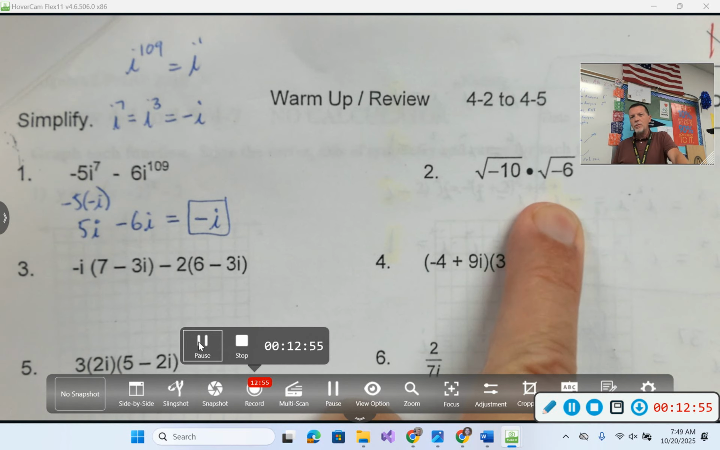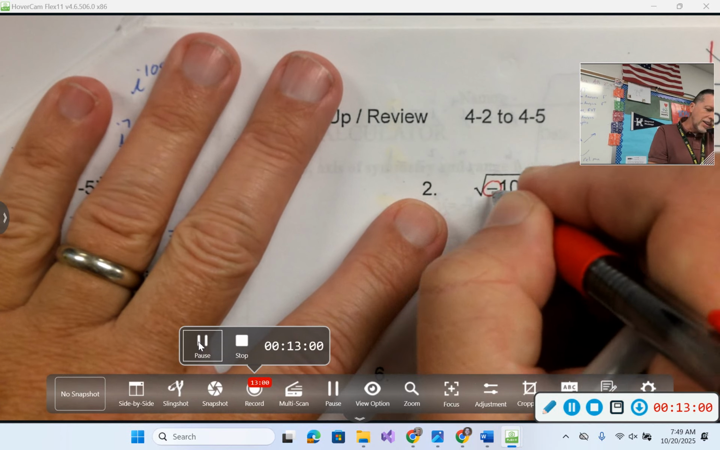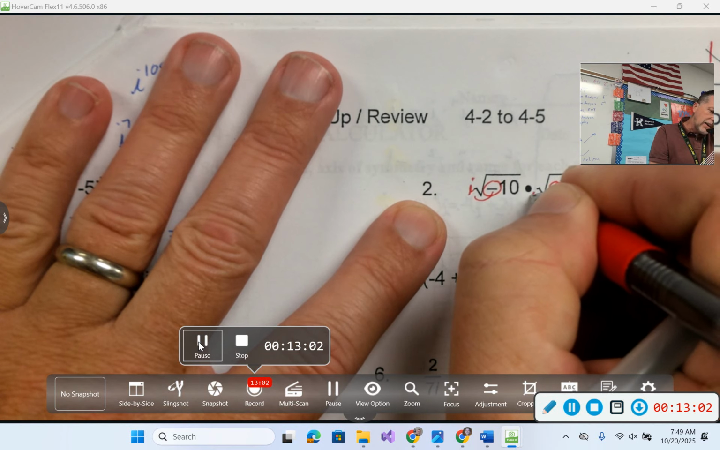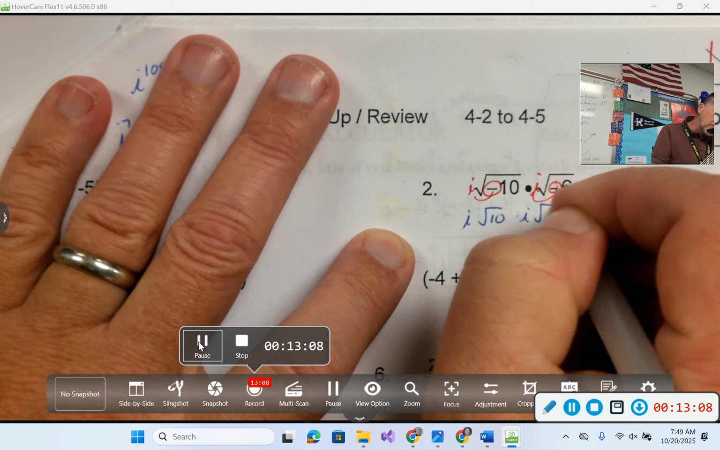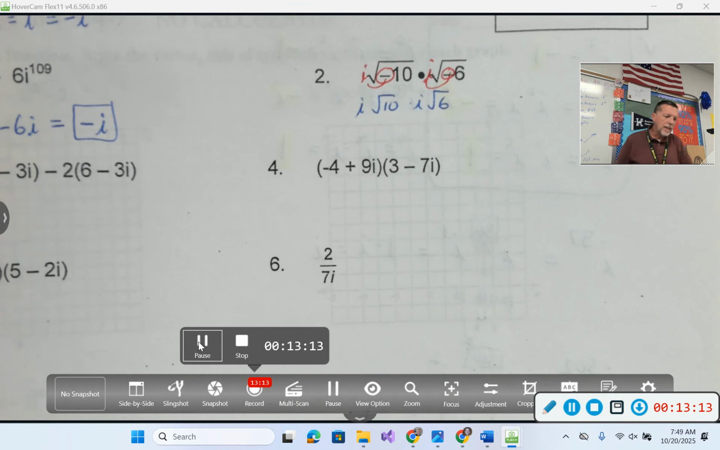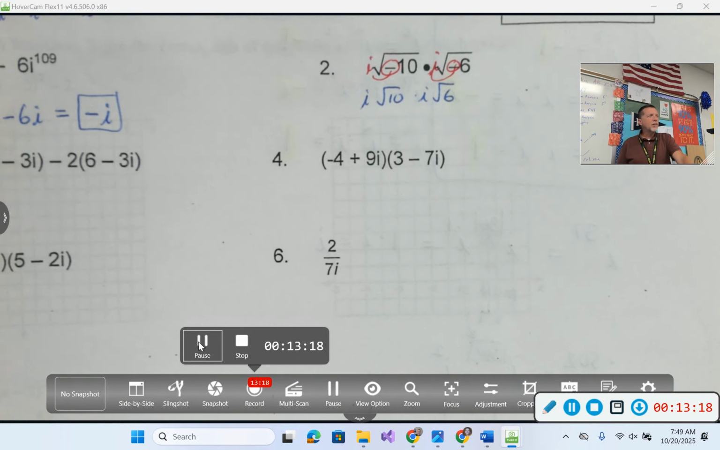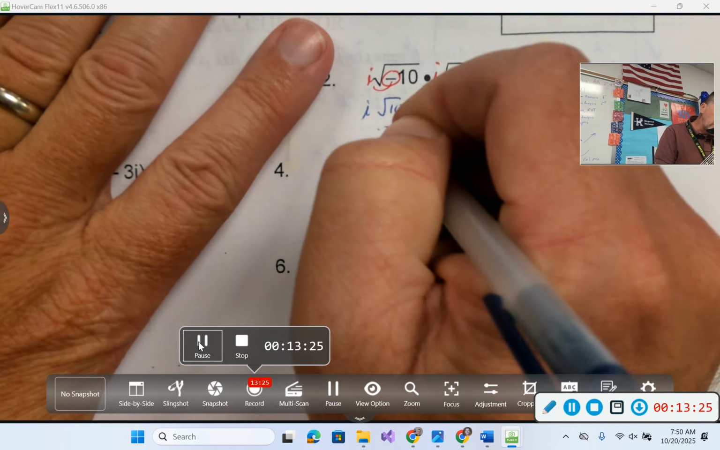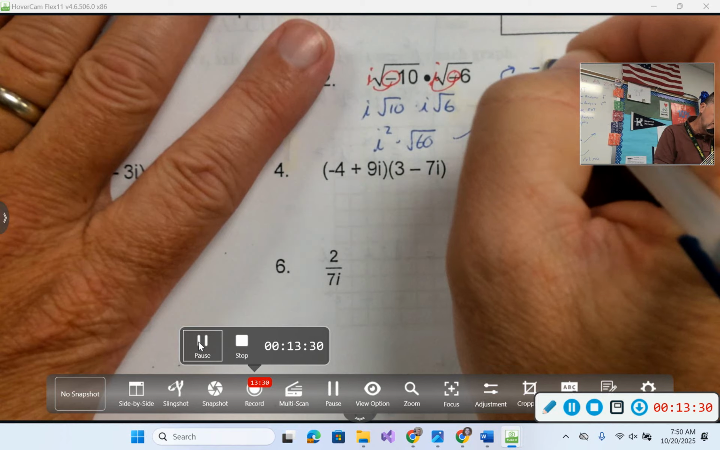Root negative 10 times root negative 6. What do I need to do with that negative? How do I handle that? As an i. Take it out as an i. So i root 10 times i root 6. Let's see, i times i is i squared. This is where people start skipping steps. What's i squared equal to? Negative 1. So, do you want to skip straight to negative 1, or do you want to write the i squared? Up to you. So i squared is negative 1.